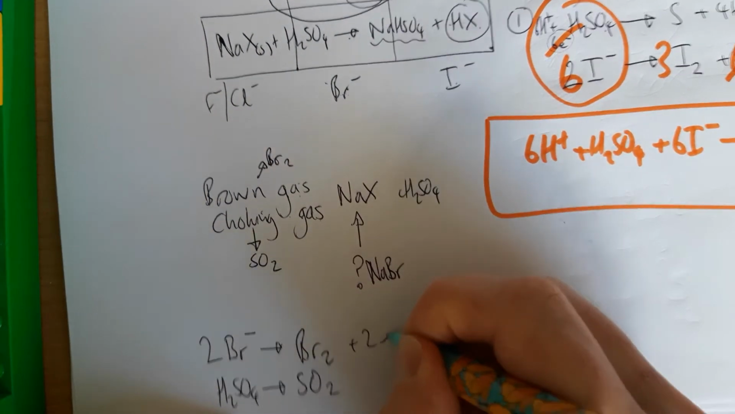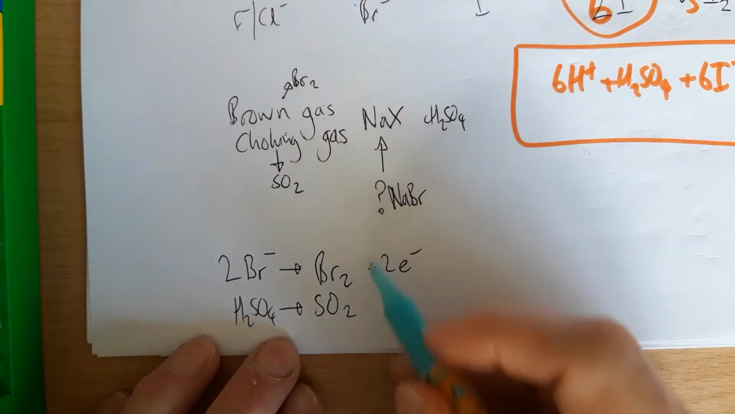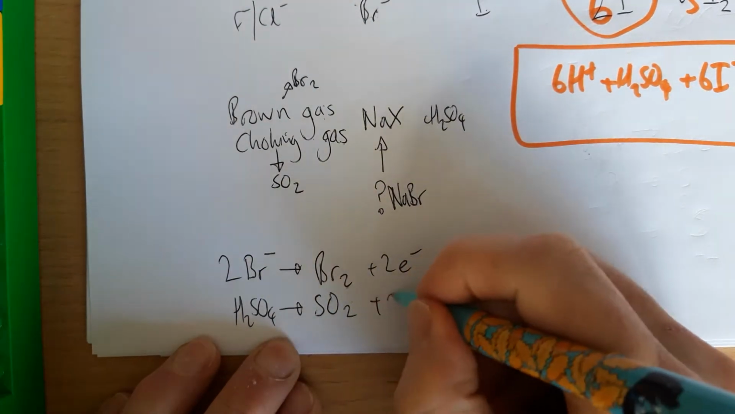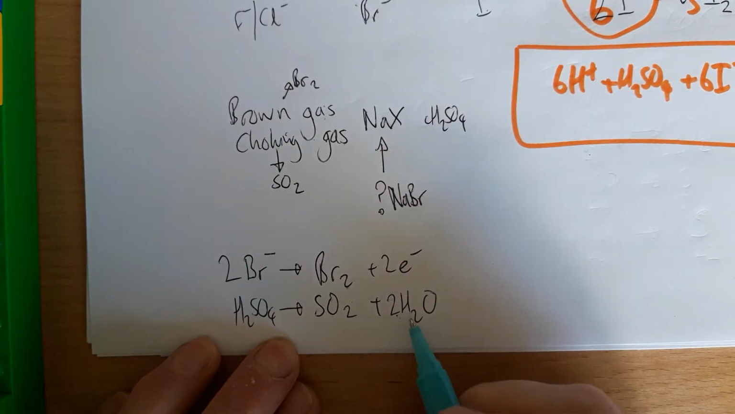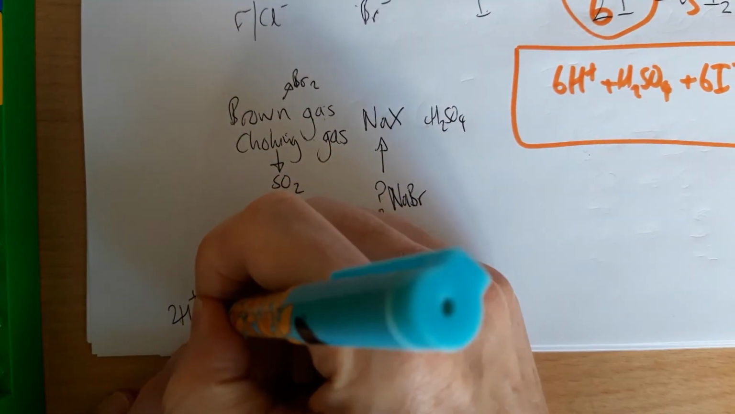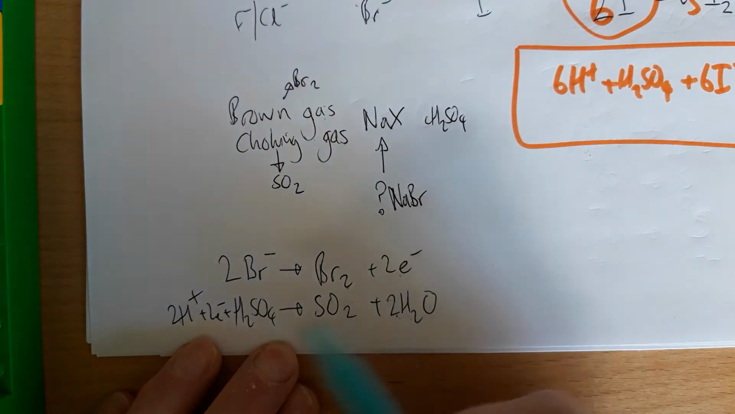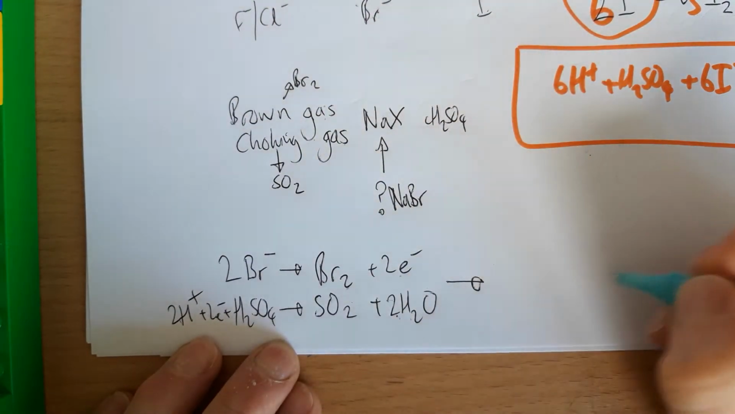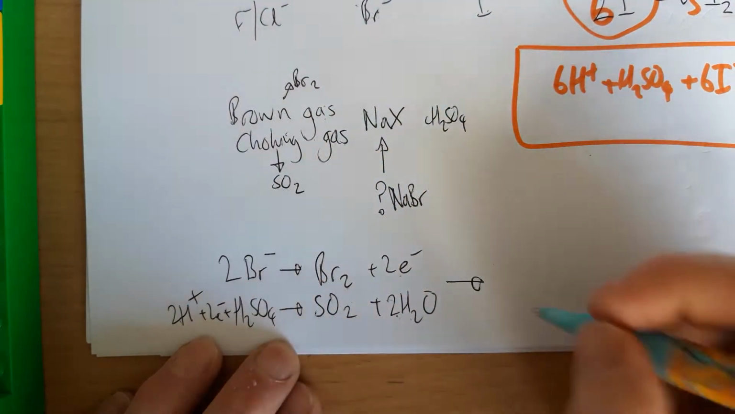2 of these, 2 e minuses. H2SO4: 1, 2 oxygens here, 4 oxygens here. We need 2 H2Os. 1, 2, 3, 4 hydrogens. 1, 2, 3, 4 hydrogens. 2 e minuses, 2 electrons there, 2 electrons there. So the overall equation is, you just join these together.